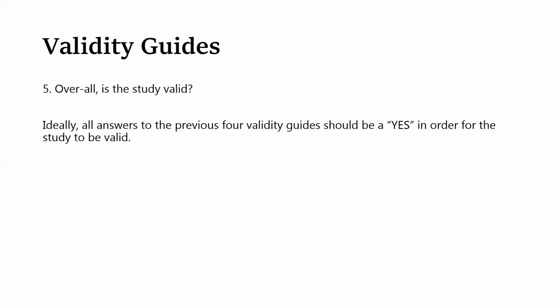Lastly, overall, is the study valid? Ideally, all answers to the previous four validity guides should be a yes in order for the study to be valid. If you have deemed the study to be valid, then you move on to the next part. If the study is not valid, then you should look for another article. Sometimes the best article that you can find cannot fulfill the four validity questions, but you can still proceed with the appraisal while carefully considering the results in light of the limitations of the study.